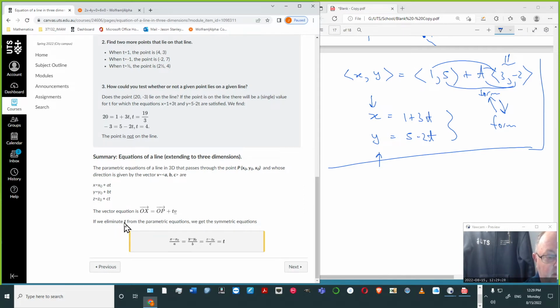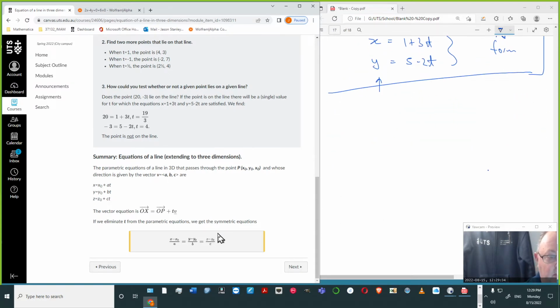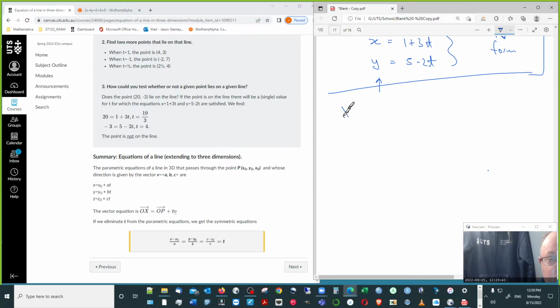Now if we eliminate t, so that's just looking at these equations from the point of view of not looking at t, how would we do that? How would we eliminate t? We'd solve t for each one, wouldn't we? So just very quickly, if we've got x0 plus at, solve for t. So you'd have x minus x0, that's moving that over, equals at, and then you divide by a, wouldn't you?